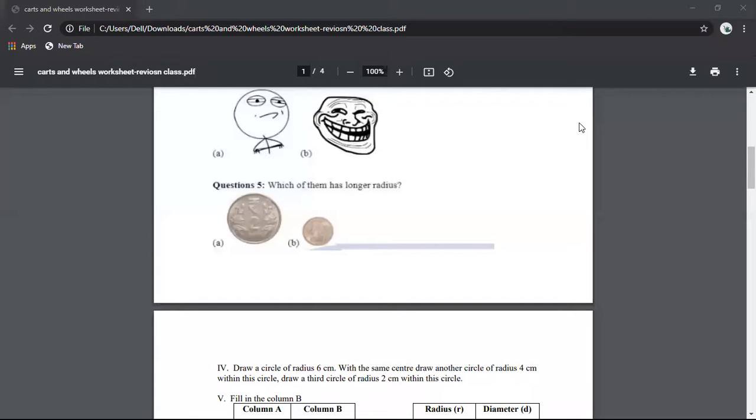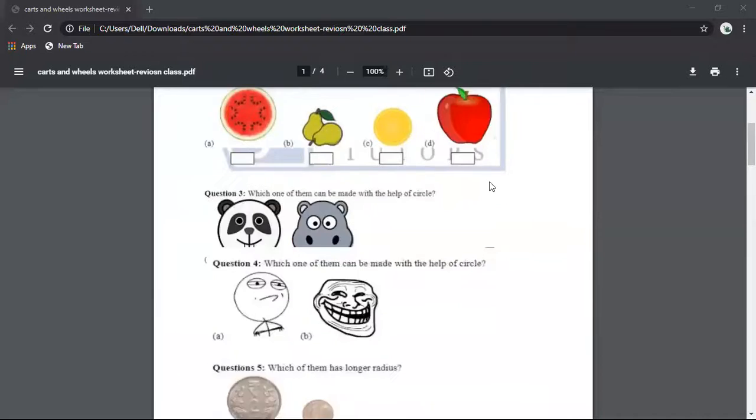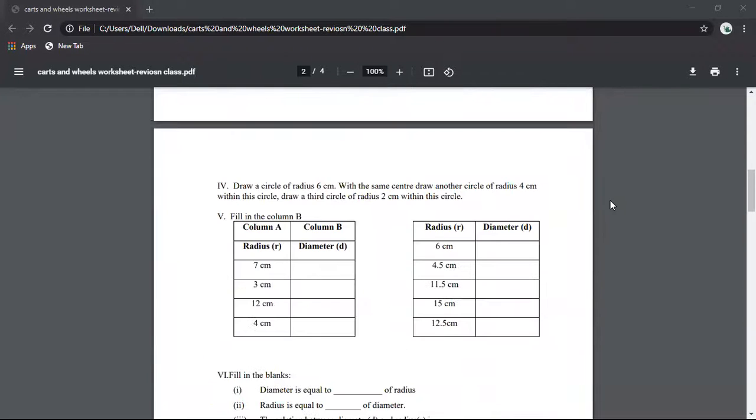Okay. So these were just warm-up questions. Now the real stuff starts here. Now all of you take your notebook and compass. Start doing the first question. Draw a circle of radius 6 centimeters.